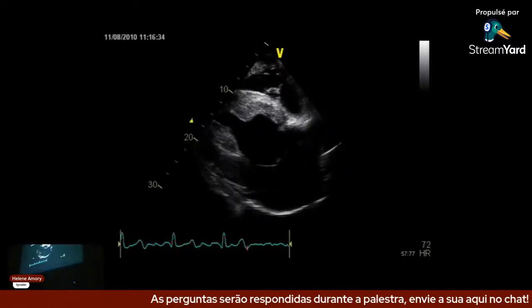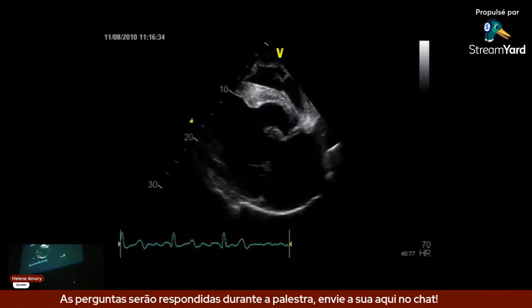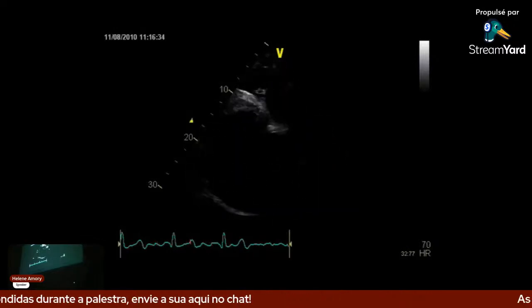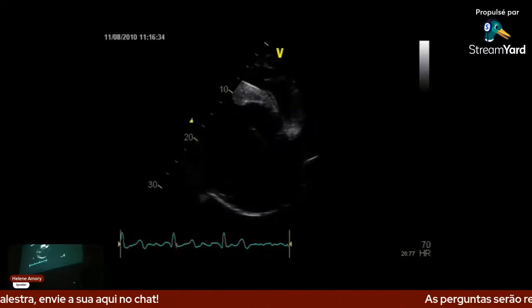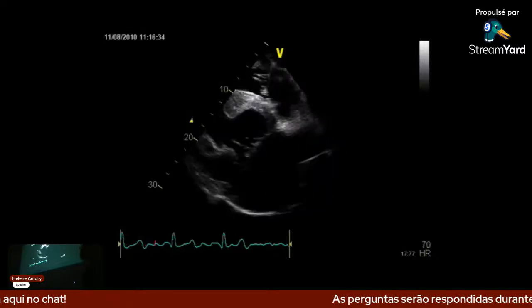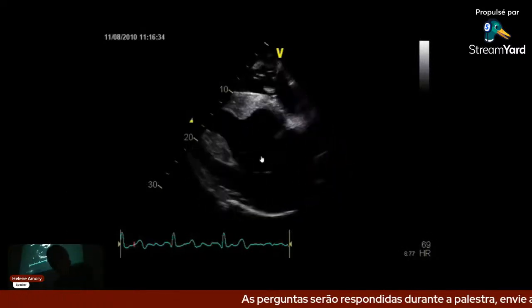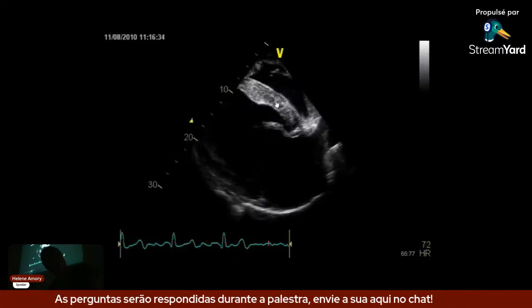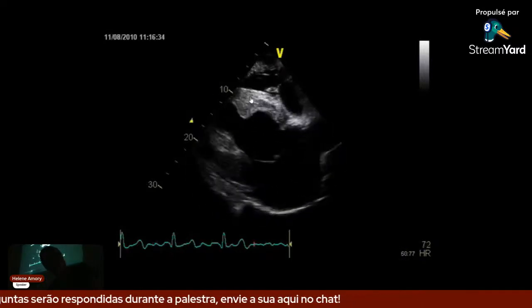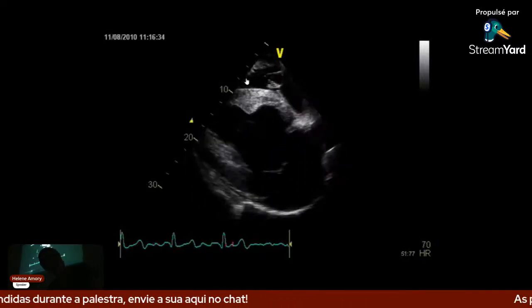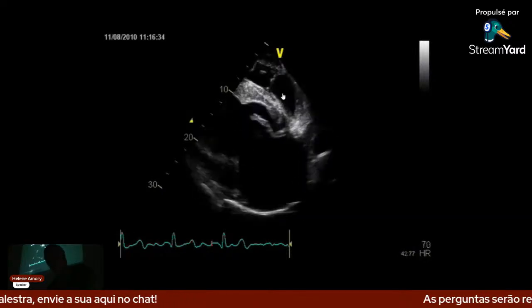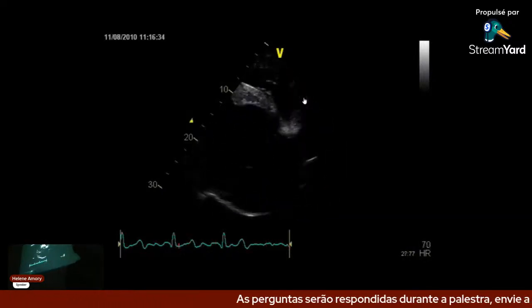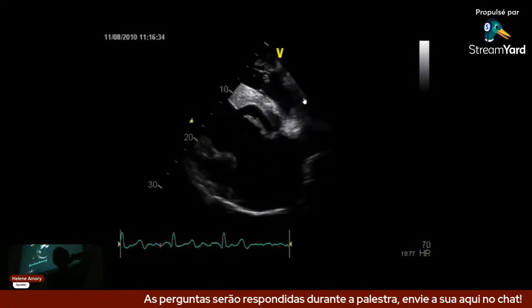Okay. Any suggestion on this movie? What do you think? Is it normal or not? Do you see something abnormal? Remember, it's the long axis view with the left atrium, left ventricle, interventricular septum, right atrium, and right ventricle. We don't see a defect, but sometimes it's very small and we don't see it. Okay. Any suggestion? Any comments?